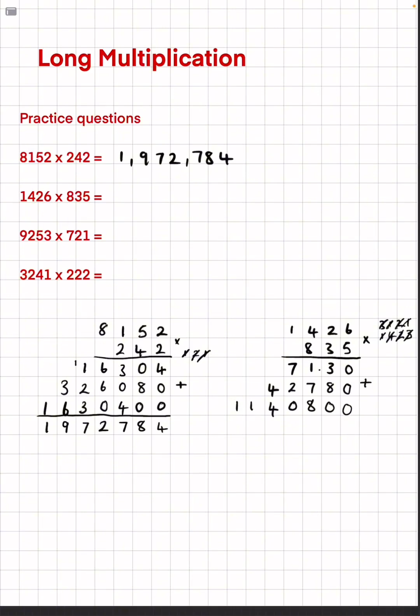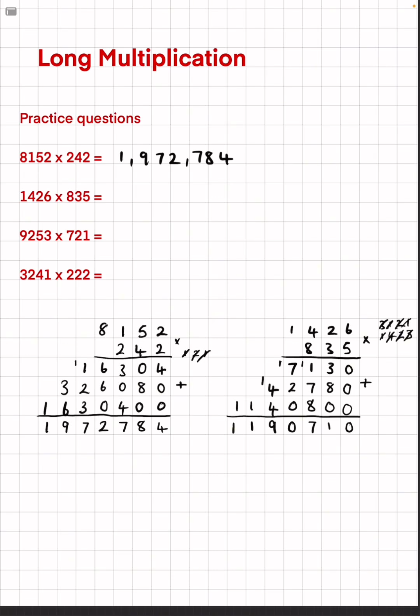To get our answer, we're going to add these three numbers together. 0 add 0 is 0. 3 add 8 is 11. Put the 1 down and carry the 1. 1 add 1 add 7 add 8 is 17. We put the 7 down, carry the 1. 7 add 1 is 8. Add 2 is 10. We put the 0 down, carry the 1. 4 add 4 is 8. Add 1 is 9. 0 add 1 is 1. 0 add 1 is 1.